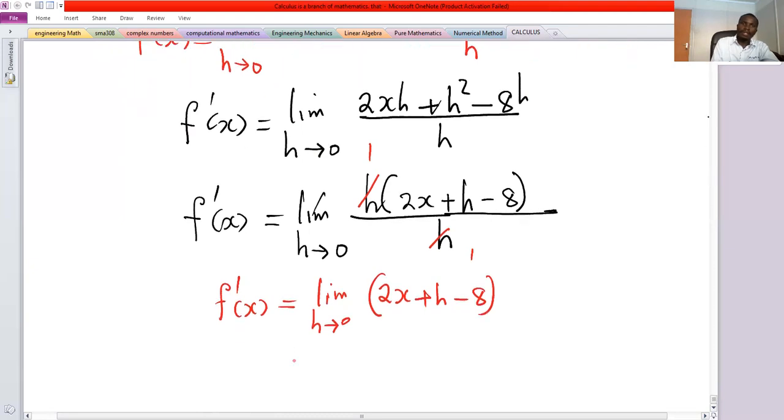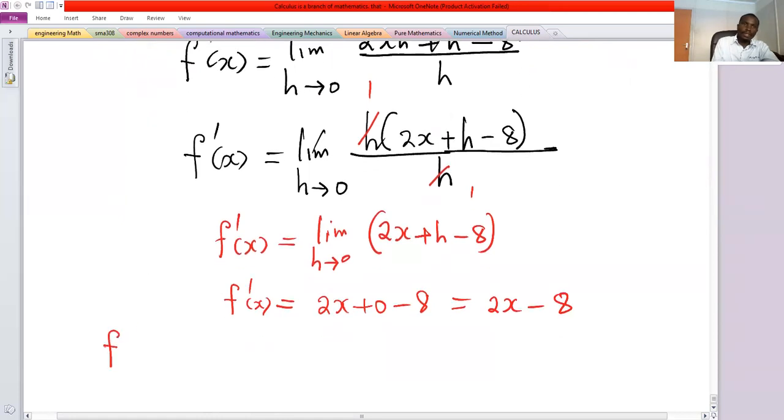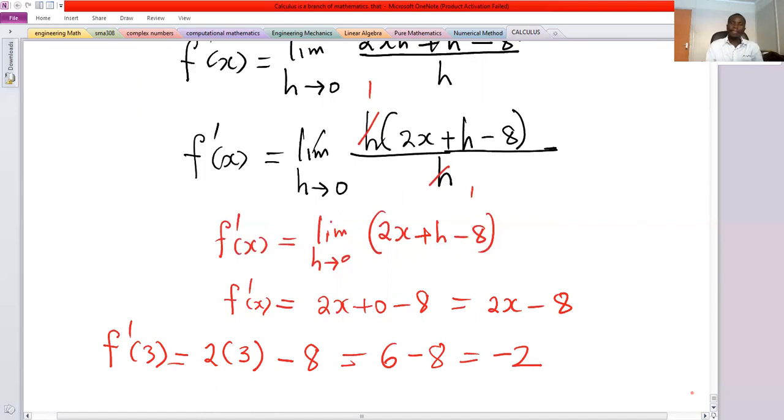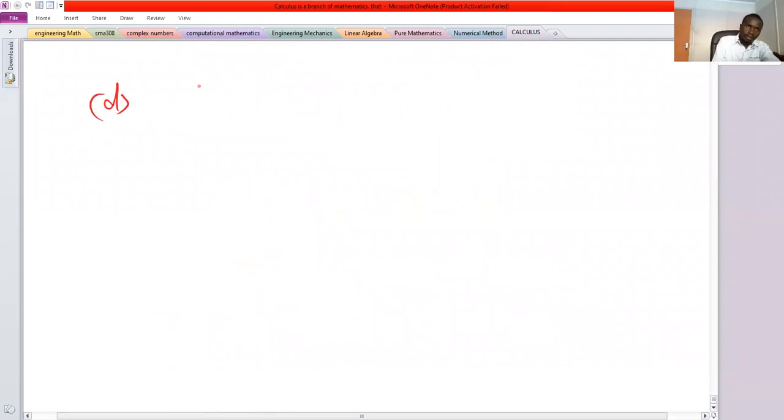Now direct substitution will give us f prime of x is 2x plus 0 minus 8, which is 2x minus 8. Now the value of the derivative at 3 will be given by 2 times 3 minus 8, which is 6 minus 8, which is minus 2. And lastly, D, we have f of x equals 1 over x.